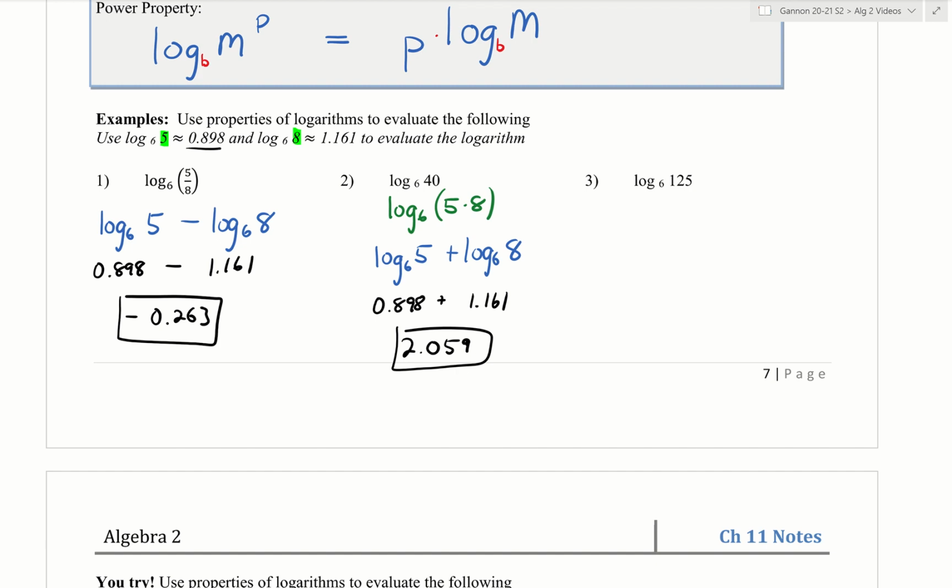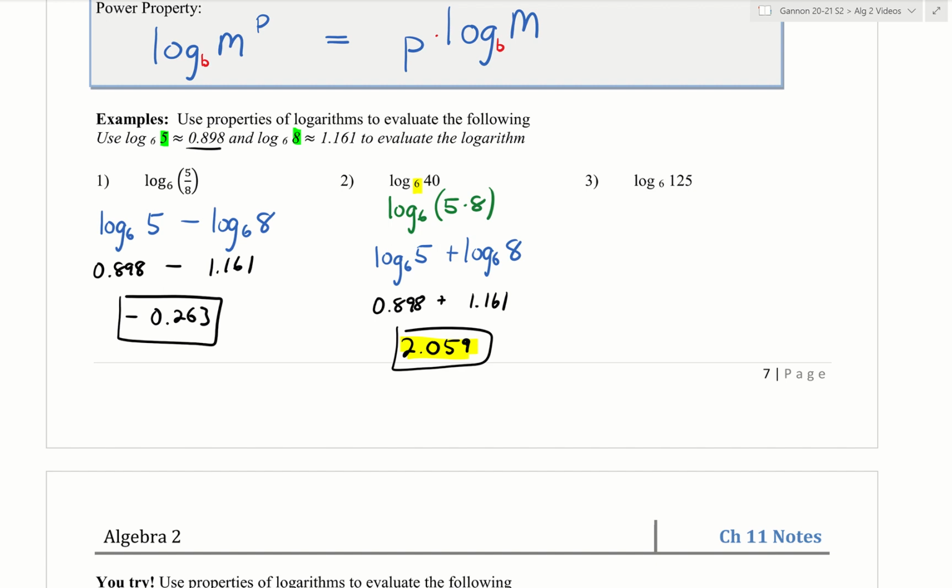Now, one thing you want to understand or try to think about when you're working with logarithms is, does the answer make sense? So when you look at this problem, log base 6 of 40, we want to think 6 to what power is 40? Well, we're saying that it's 2.059. In your head, does it make sense that 6 to this power equals 40? The answer should be yes, because 6 to the second power is 36. This is slightly larger than 36, so we need a power slightly larger than 2.